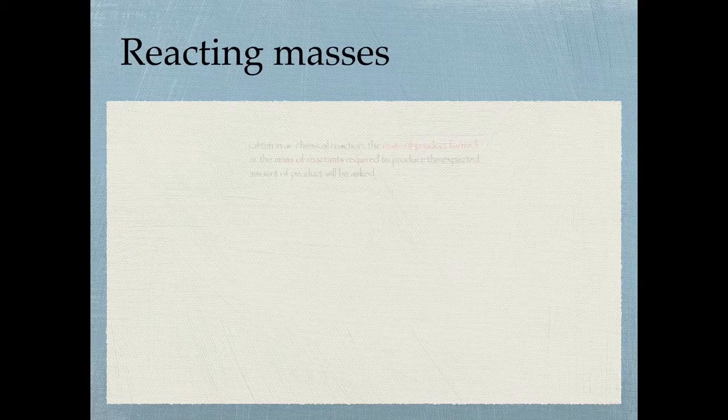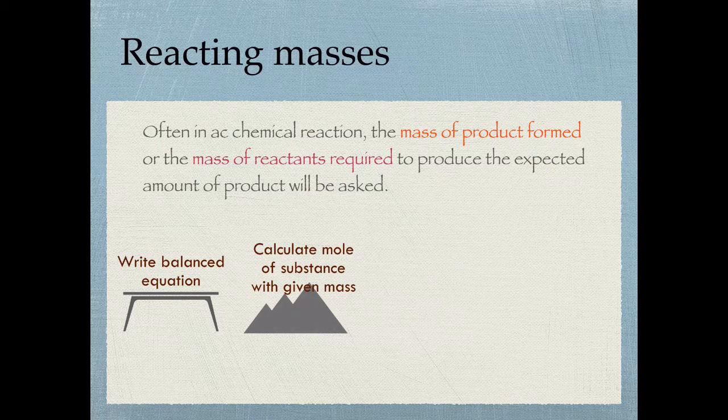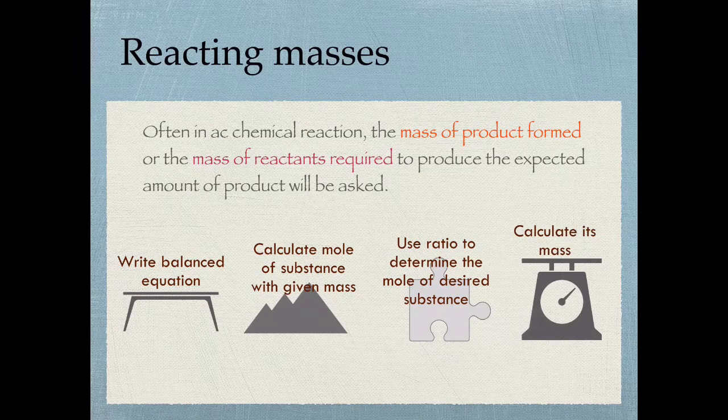For any reaction, the amount of product formed or the amount of reactants required is always essential. To tackle this type of question, start with writing the balanced equation for the reaction. Then, calculate the mole of the substance and use the ratio to calculate the mole of the desired substance. Lastly, using mole knowledge, calculate the mass of the substance.